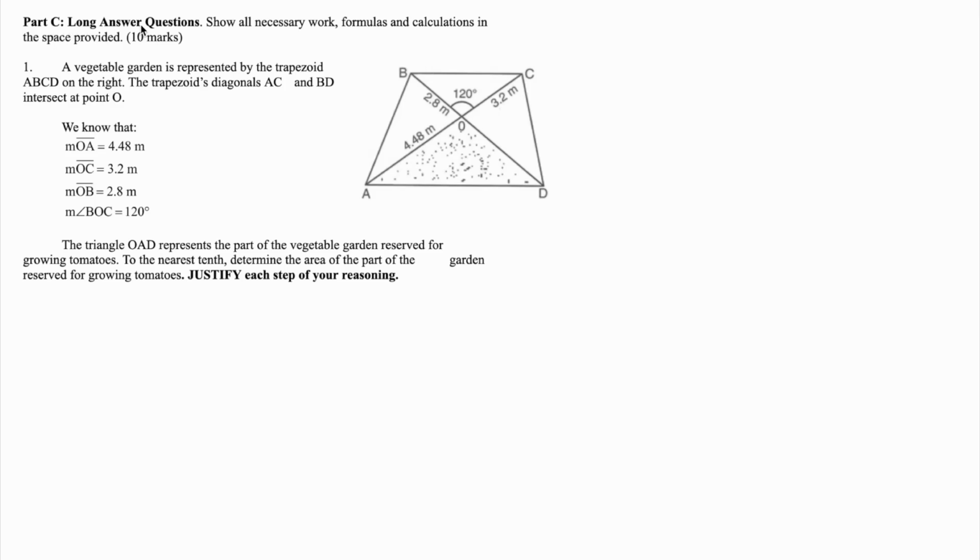From Part C, long answer questions. A vegetable garden is represented by the trapezoid ABCD on the right. The trapezoid's diagonals AC and BD intersect at point O. AC and BD intersect here at point O.